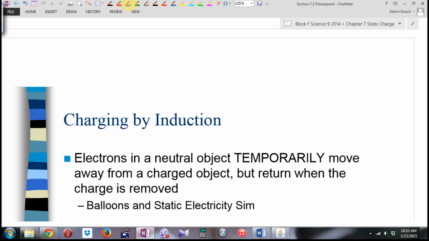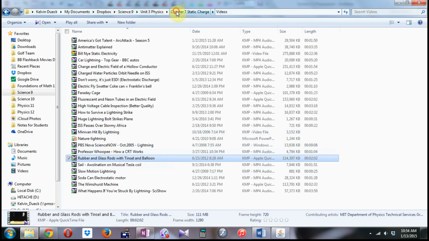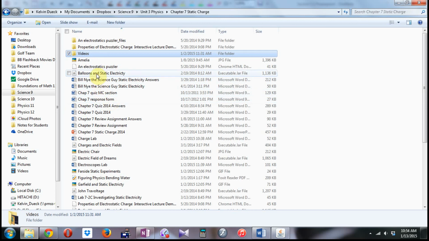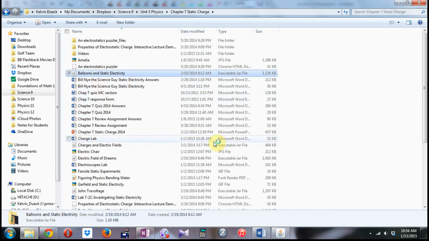Charging by induction. One way to do this is where charges in a neutral object are temporarily moved away from a charged object, but they then return when the charge is removed. There is a way to make this permanent and not temporary, but I'll show you the temporary way. I wrote down here, balloons and static electricity sim. I showed you this one already, but we'll look at it again.